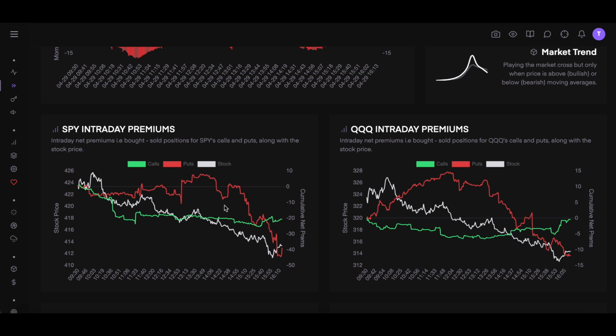So let's say this red line going down, obviously this is a bullish sign because there are more puts being sold right now. We would expect, and let's say calls are being constant at this point in time, we would actually expect that the market should go up. And we realized that that was not very accurate.